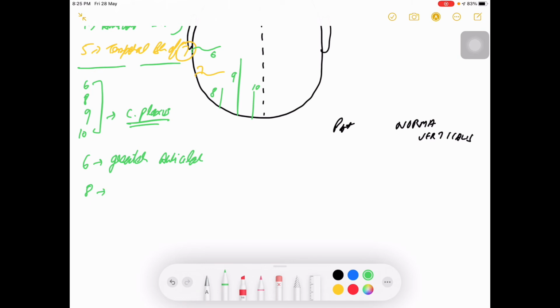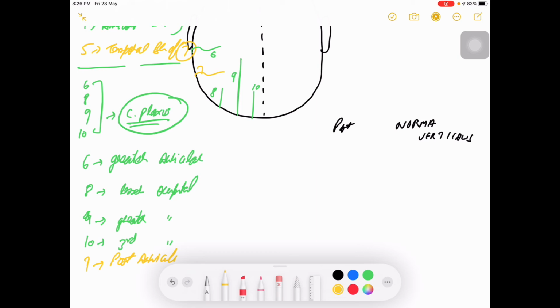Seventh one I'll label at the end. 8, 9 and 10 all are your occipital, but this is your lesser occipital, this is your greater occipital, this is your third occipital. You don't need to remember their root values for the entrance exam. Just note that they are coming from the cervical plexus. Then coming on to the number 7, the motor. This motor is your posterior auricular branch of facial that was supplying your posterior belly or the occipital belly of occipitofrontalis.